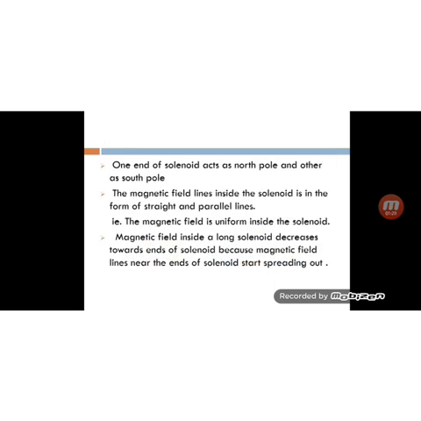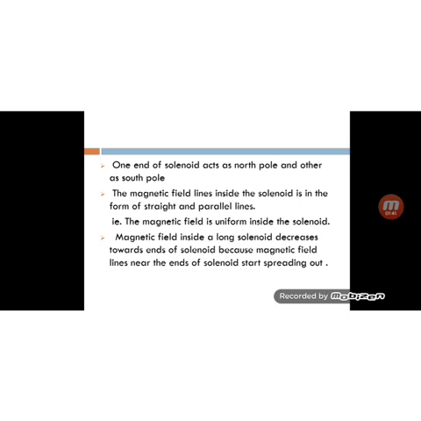Now, the characteristics or properties of the magnetic field lines formed in a solenoid. First, one end of the solenoid acts as a north pole and the other as the south pole. That is, it is similar to a bar magnet, which has a north pole and a south pole.